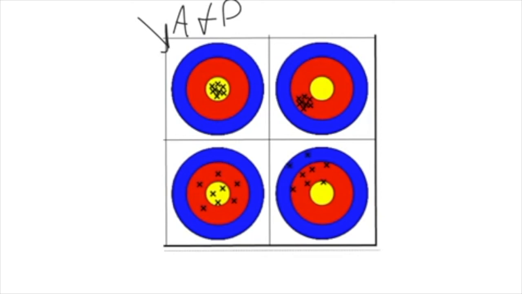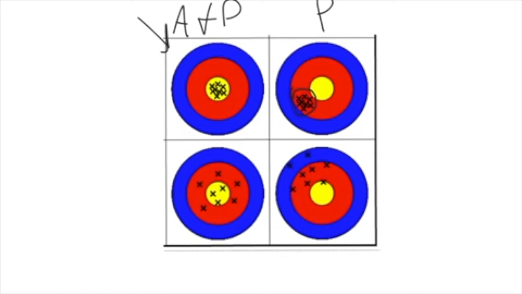Then you can go to the second question. Am I being precise? In other words, am I hitting the same spot over and over and over again? So when you look, hey, all of my shots are in about the same place, which means I'm being precise. I'm hitting over and over and over again in the same spot. I'm being precise, but I'm not hitting in the center of the target, so I'm not accurate.